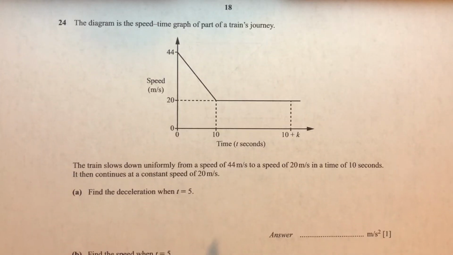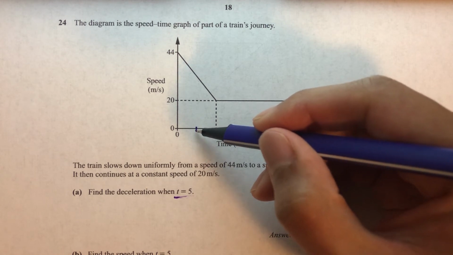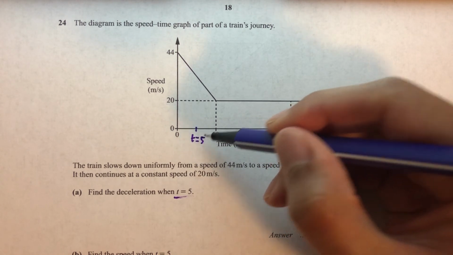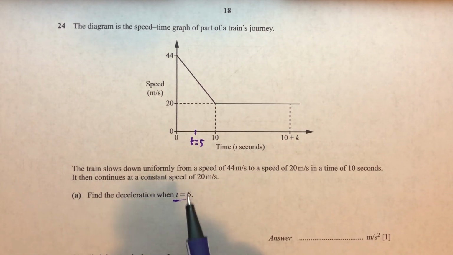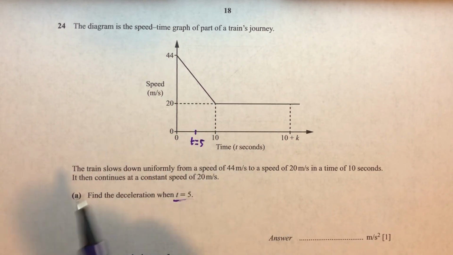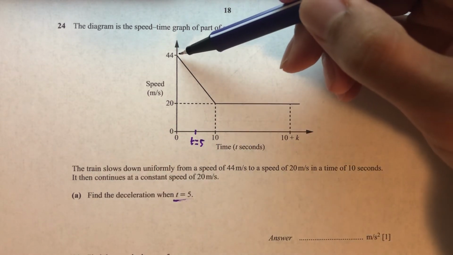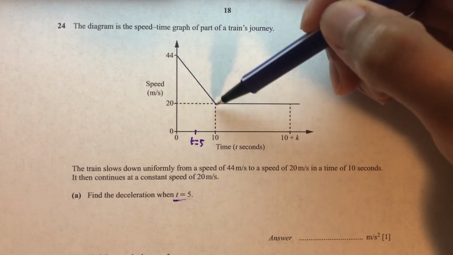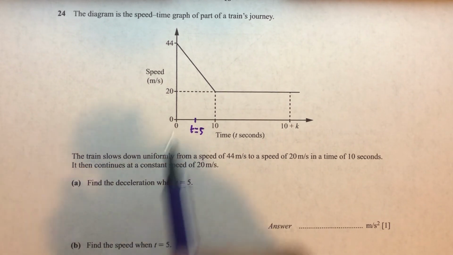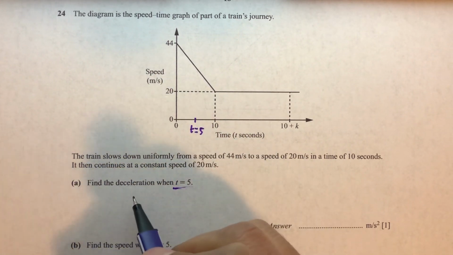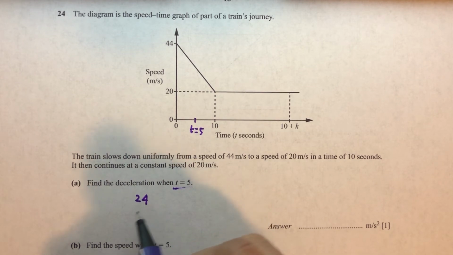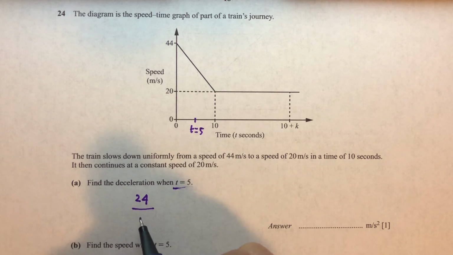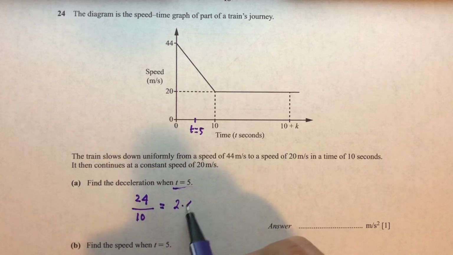Okay, so part A, find the deceleration when t is equal to 5. So we have to find the deceleration when t was equal to 5. So the question is, find the gradient when t is equal to 5. So the gradient of the line is the same, so you have to find the gradient of the line. So the gradient is, the length will be 24 divided by the width will be 10. So the deceleration is 2.4.